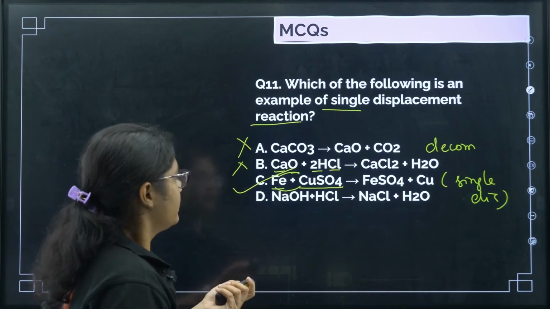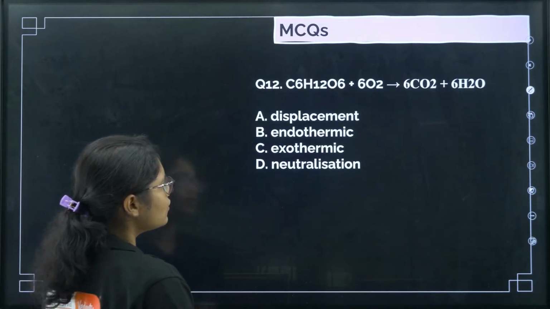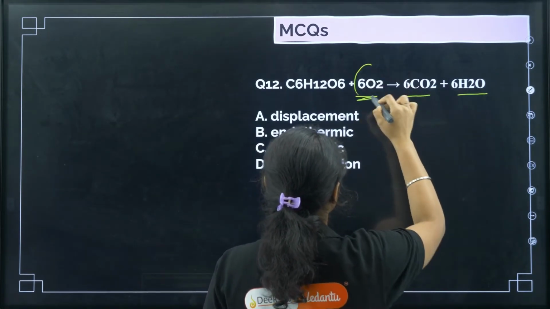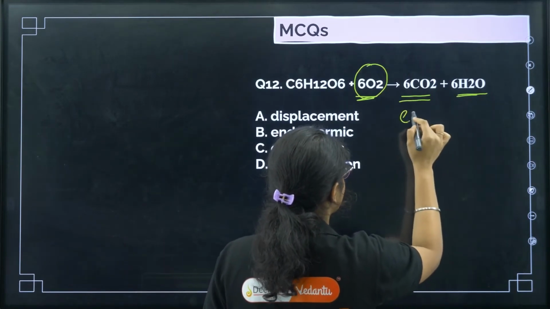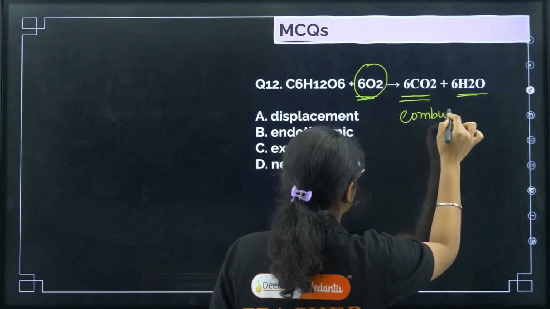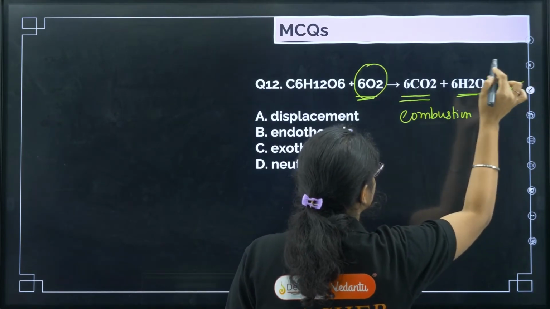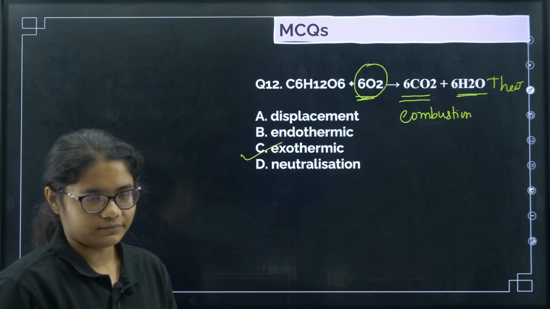Now next question, C6H12O6 plus O2 gives CO2 plus H2O. Which type of reaction is this? O2 is added, oxygen is added, carbon dioxide and water are there. So this is a combustion reaction, right? Remember, in a combustion reaction heat is always produced, right? If heat is produced, then it is an exothermic reaction, right?